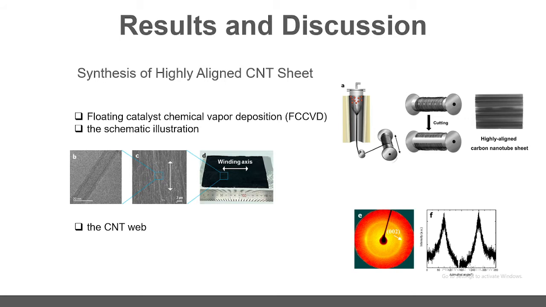Okay, for results and discussions. First, let's talk about the synthesis of highly aligned CNT sheets. Floating catalyst chemical vapor deposition (FCCVD) used in this work has great potential for the production of large-area CNT sheets with excellent electrical and mechanical properties.